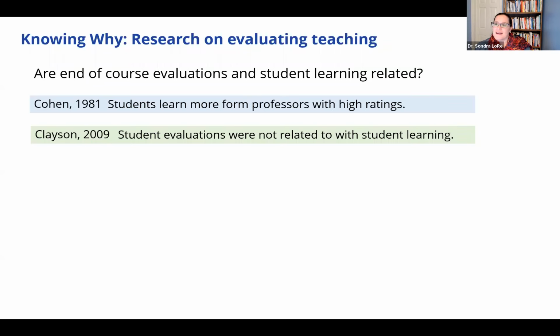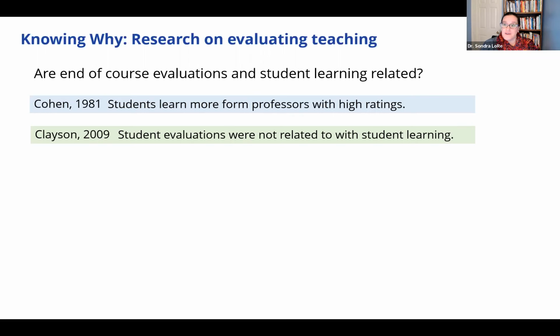So what essentially they're saying is, if I have two teachers that are teaching the same subjects in the same schools, and one teacher has higher end of course evaluation scores than another, Cohen would say, oh, the teacher with the higher end of course evaluations, their students are learning more.